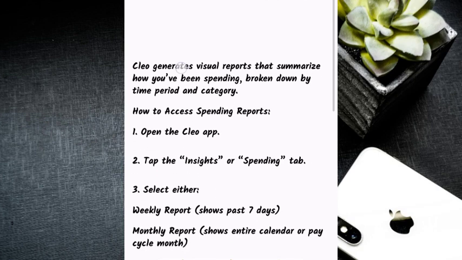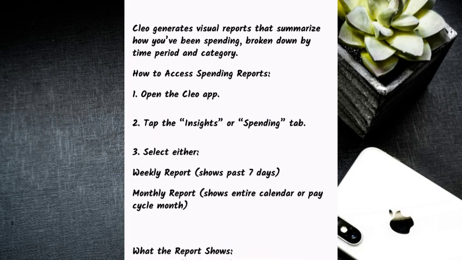What you've got to do is first open the Cleo app, and then tap the Insights or Spending tab. Once you have that opened up, select either weekly reports, which of course is for the past 7 days, or monthly report, which is 30 days.